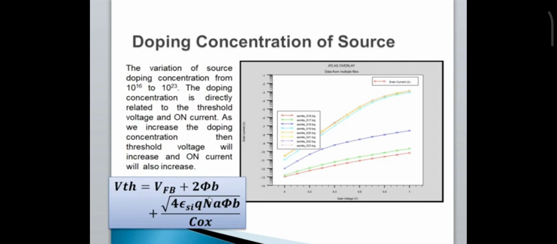VTH is directly proportional to Na, where Na is the source concentration. As we increase the source doping, the value of the threshold voltage increases and the on current also increases. You can observe in the figure that the on current is increasing. If you increase the source doping, then the threshold voltage corresponding to the 10^-7 current also increases.